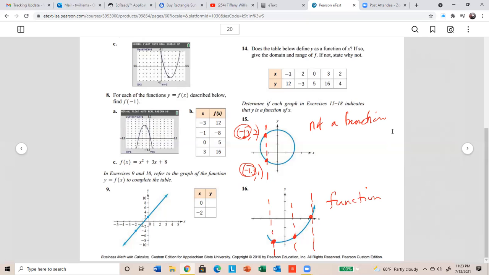I love the vertical line test. This class would be awesome if everything in this class was solely vertical line tests. But alas, it's not. So let's go look at something else. I think we should do some word problems because we love word problems. Those are fun.